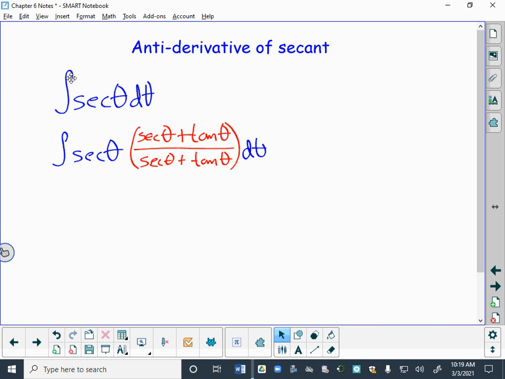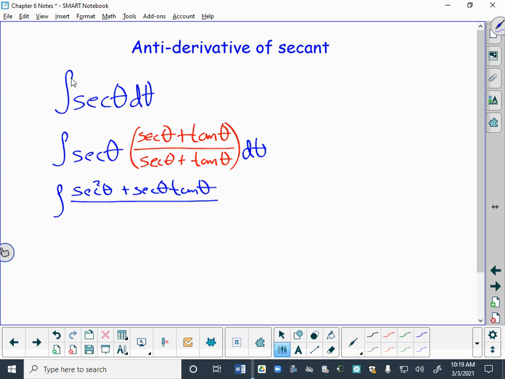So if we do some distributing of this secant, it will look like secant squared theta plus secant theta tangent theta over secant theta plus tangent theta d theta. And secant squared, I recognize that as being the derivative of the tangent, and secant theta tangent theta, that's the derivative of secant, and those are added together, and those are exactly the things that I have added together in the denominator.